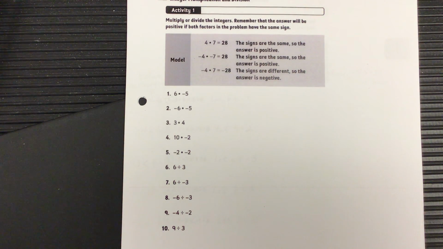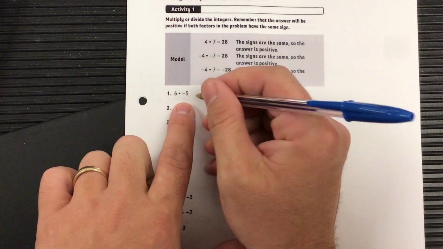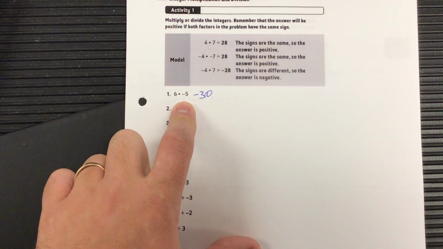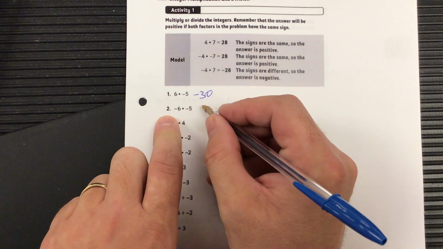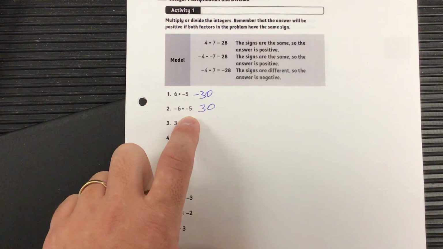All right, Landon, first one. Negative 30. One negative multiplying means our answer is negative. Asia. Two negatives means our answer is positive.